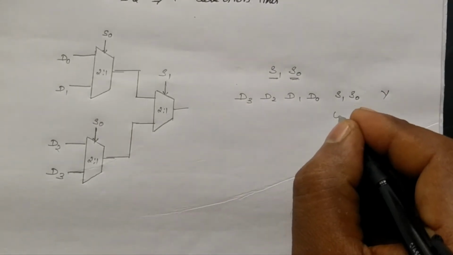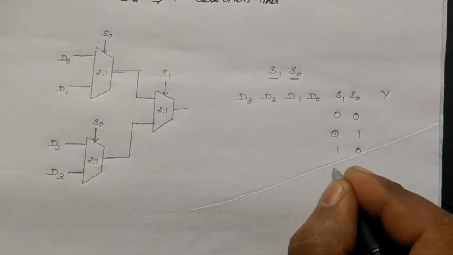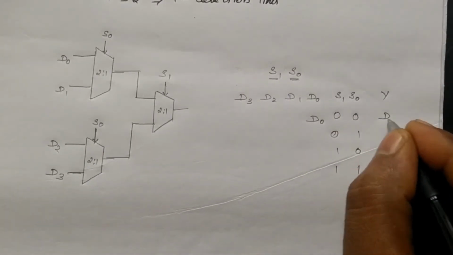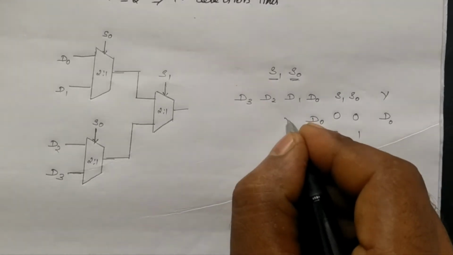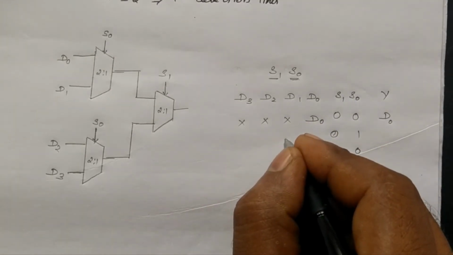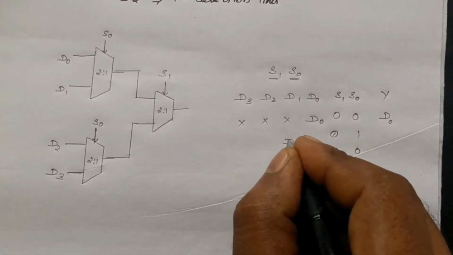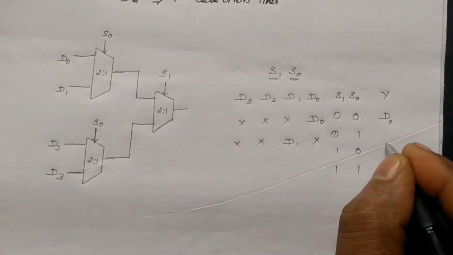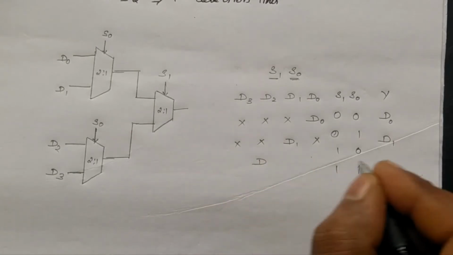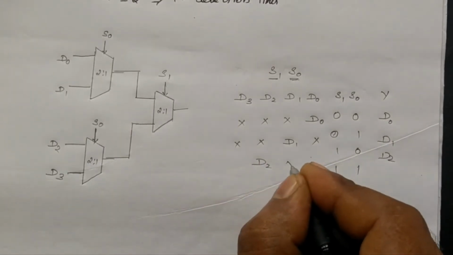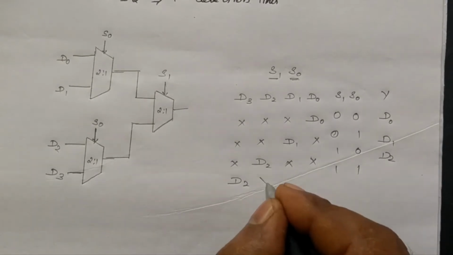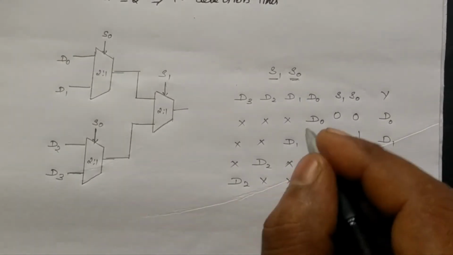Here the selection lines are 00, 01, 10, 11. If it is 00, the D0 content will be transferred to the output, and the remaining terms are don't care conditions. Then when 01, D1 data will be transferred, and the remaining values are don't care. At the output we will have the data of D1. Then for the third condition, D2 data will be transferred and the remaining input data are don't care. Then for the 11 condition, D3 data will be transferred, so here we will have D3.